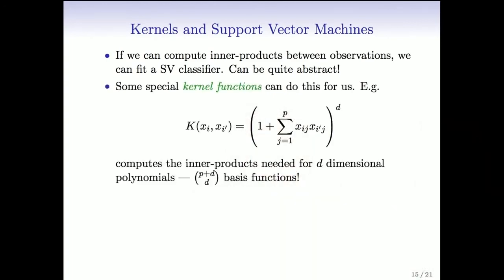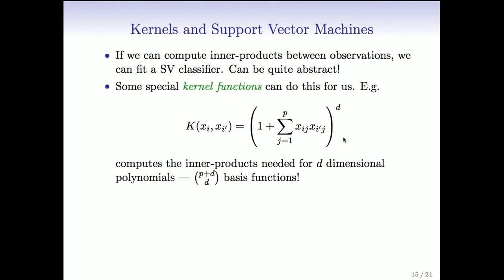But more importantly, there are some special kernel functions. A kernel function is a function of 2 arguments, in this case 2 p-vectors, so it's called a bivariate function. These kernels compute the inner products for us. You might not even know what the feature space is in which they compute the inner product, but they can be thought of as doing that.